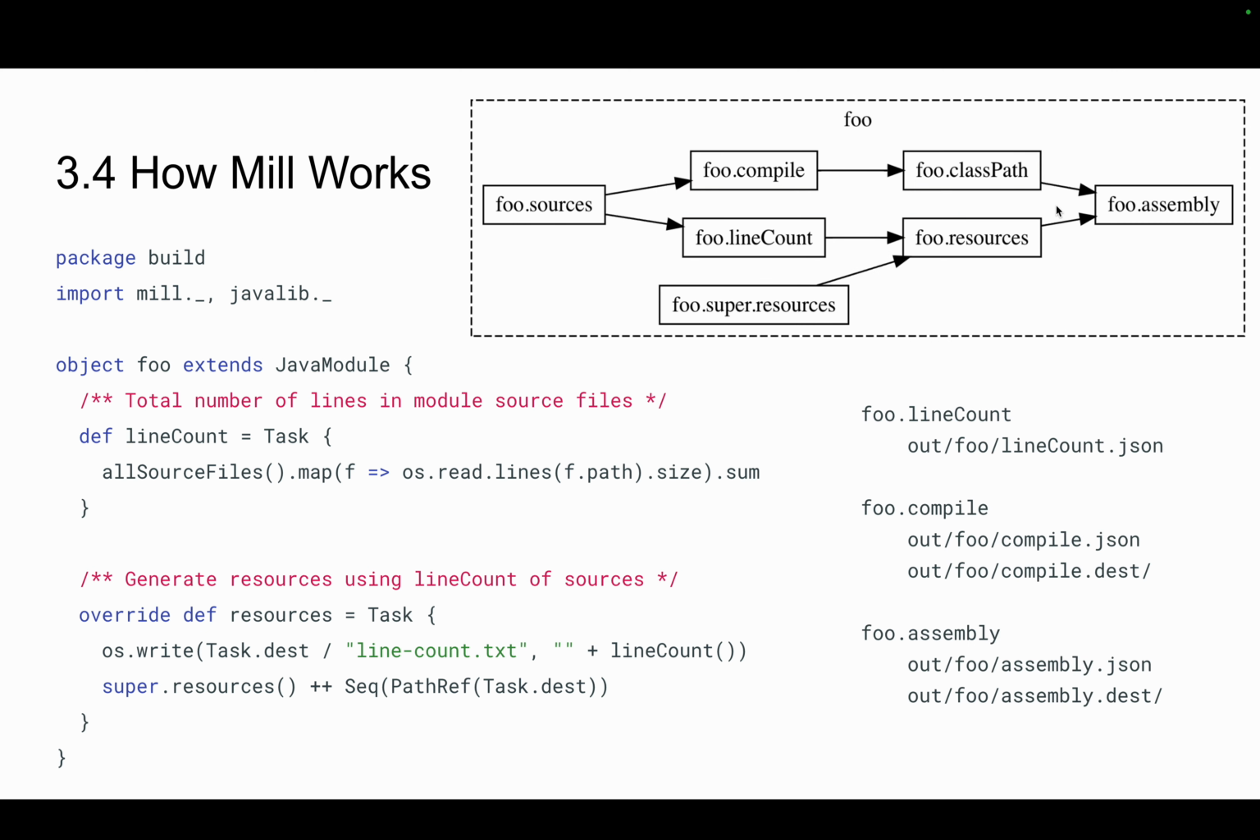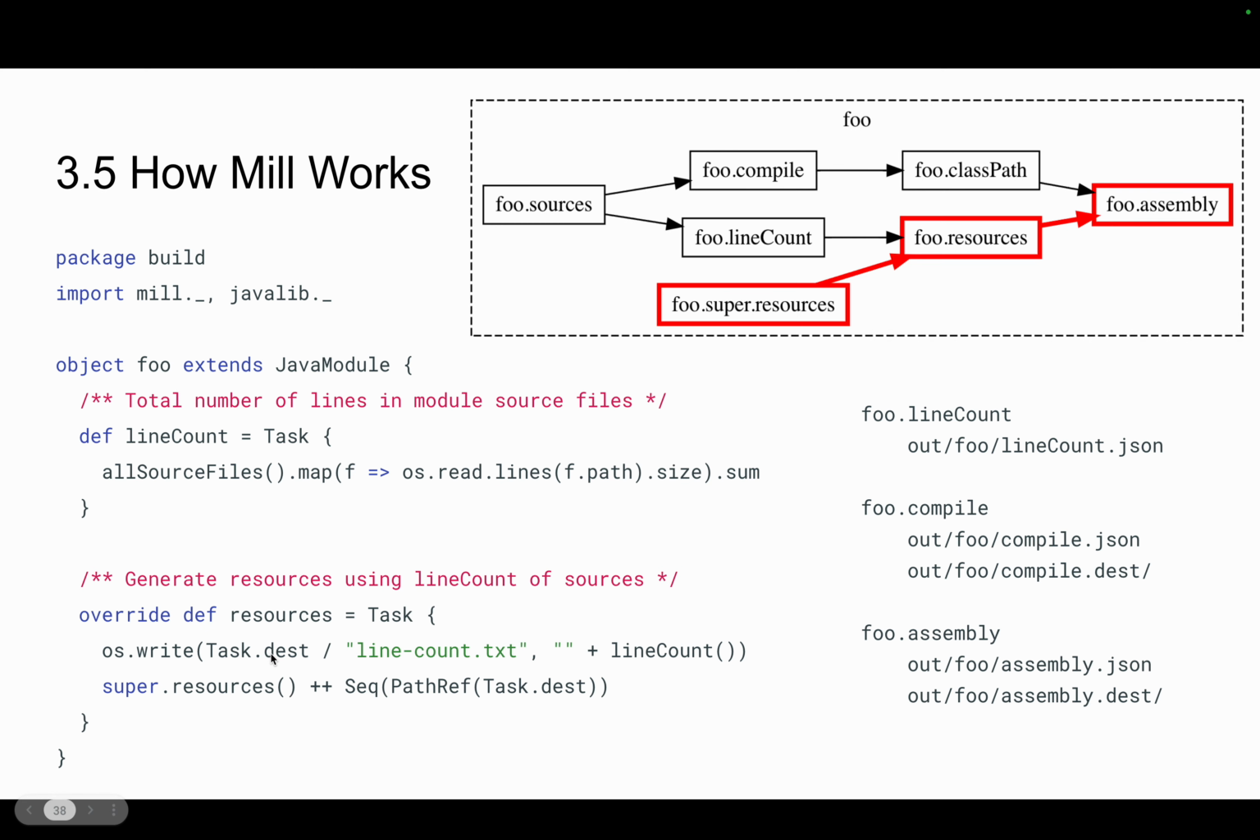Mill helps automatically cache all your task outputs to disk. So Mill, for example, knows foo.linecount has a name foo.linecount, so it can say I'm going to cache it in out/foo/linecount.json using the upickle library. Similarly, foo.compile gets cached in out/foo/compile.json with files being put in out/foo/compile.dest. Similarly for assembly, where the metadata goes to a JSON file and the files go to a dest folder. This is a task.dest folder we saw earlier.